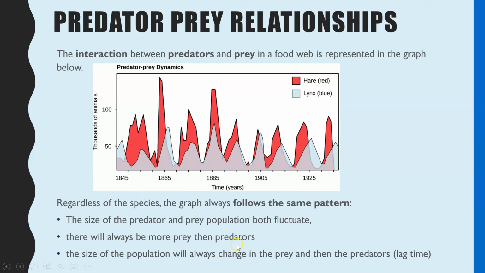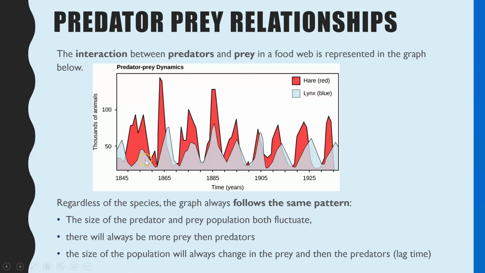There will always be more prey than predators. Now for that one, I'm just going to tweak that slightly to say the prey population will always peak at a higher point, because you might sometimes see that occasionally there are more predators than prey, but overall you tend to have more prey than predators, and the prey peak in population size is always higher.